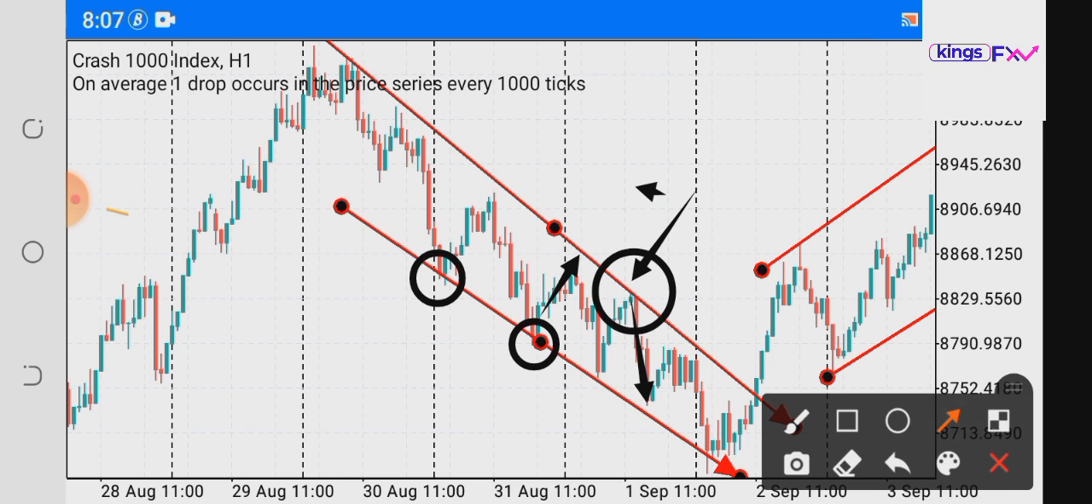Okay, and we have a pullback, right? Now observe here, you see that consolidation there, you see price not candlesticks forming, but consolidation in one place. Okay, trying to tell you that possibly there's a support here, or the trend line is going to hold. That is, the price cannot break that line. Okay, that is when you now enter another sell going down.